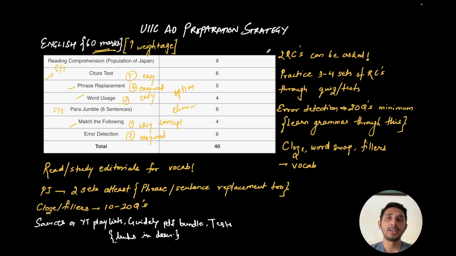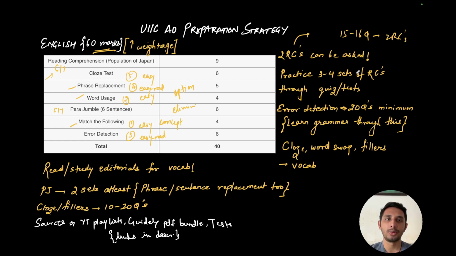Okay? And since the marks has been increased, it might happen that 2 RCs can be asked. First, in 2024 Feb, only one RC was asked where 9 questions were asked. All right, now maybe 15 or 16 questions of 2 RCs can be asked. So you need to improve your reading comprehension skills.